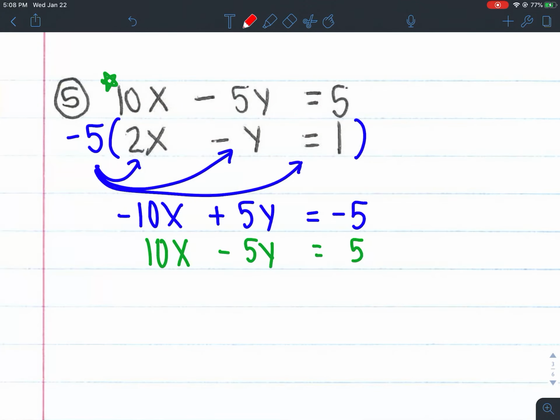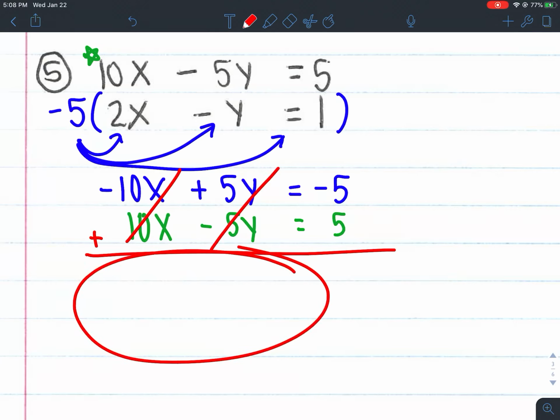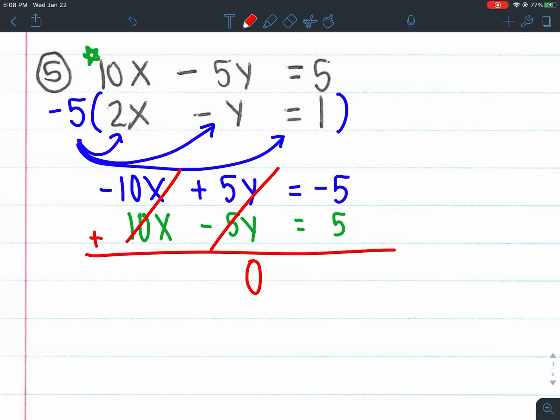And before I actually put my plus sign, can I eliminate something here? Yes. So it's going to cross that off. Well, negative 10x plus 10x is 0. They eliminate. Positive 5y plus negative 5y is also 0. So what do I have on this side? I have 0, right? It's all gone. It's nothing. Nothing as a number is 0.